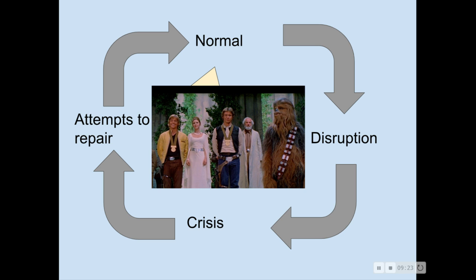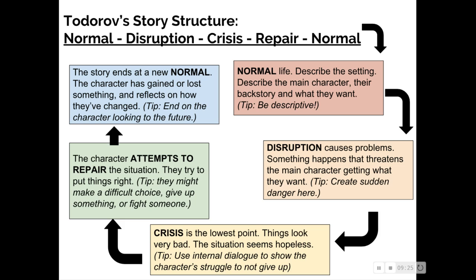Of course, on the GCSE, you're not going to be doing a movie. You are going to be doing a story. And as it turns out, Todorov's structure is great for a 5-paragraph GCSE response. So this flowchart here, I've shown you what each paragraph could look like in your GCSE story response. You'd start off with a paragraph describing the setting and the main character, their normal life, their backstory, what motivates them.